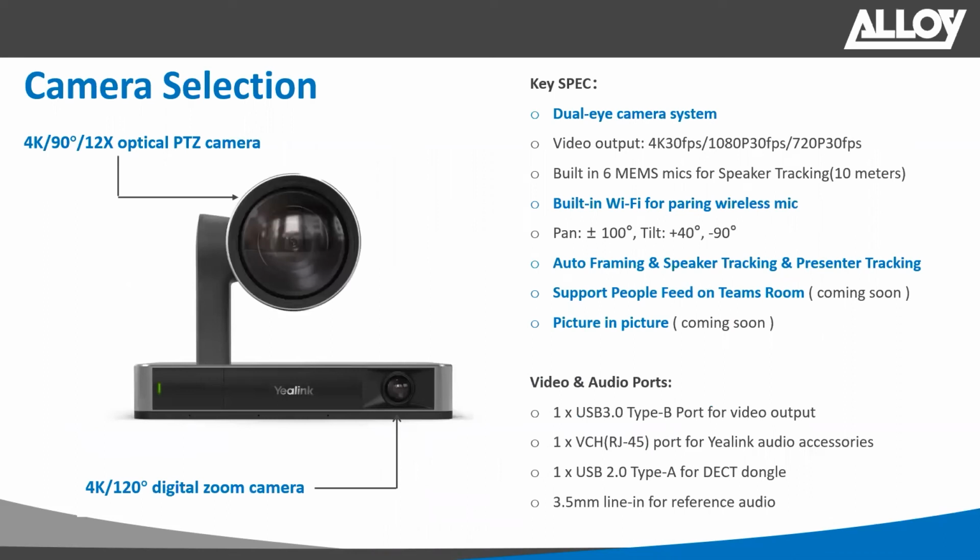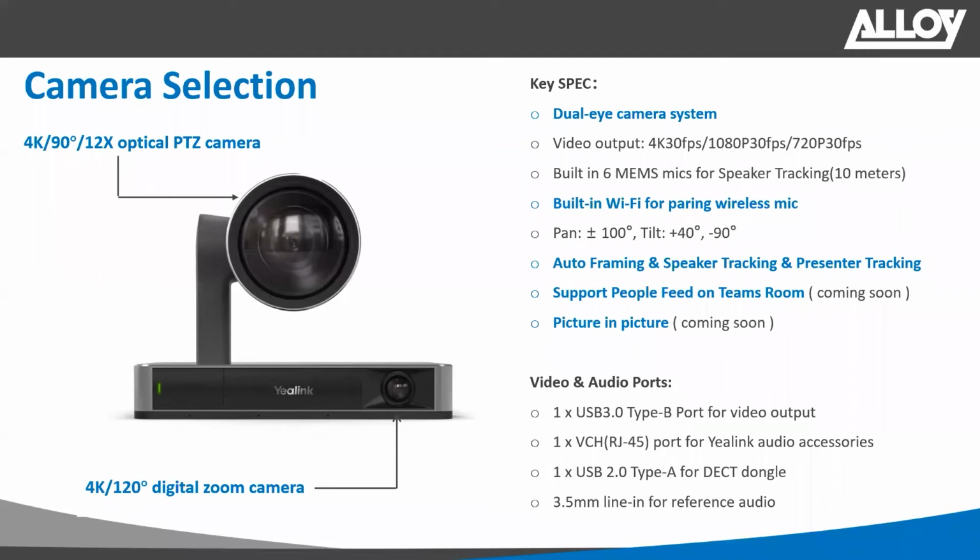Now, the latest camera from Yealink is the UVC86. This is what they call a dual eye camera, so it actually has two cameras built into the system. The main camera is a 4K, 12 times optical zoom camera with a 90-degree field of view. So again, very similar to the UVC84, it would be for those larger meeting room spaces where the short edge of the table is towards the front of the room. The second camera built onto this device is also 4K, but this time it has a 120-degree field of view.